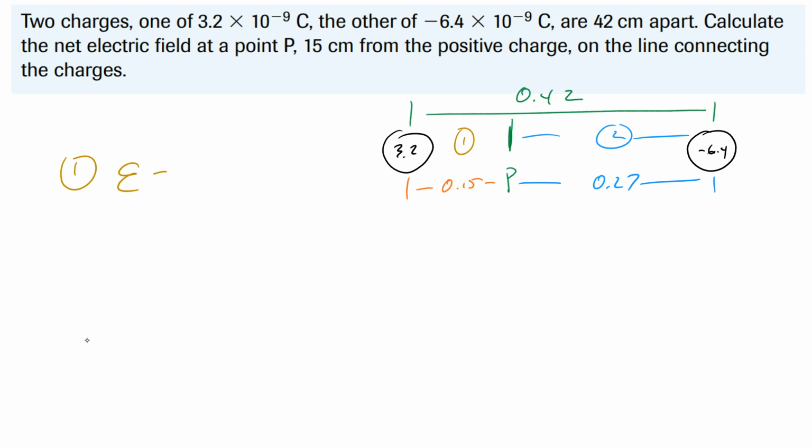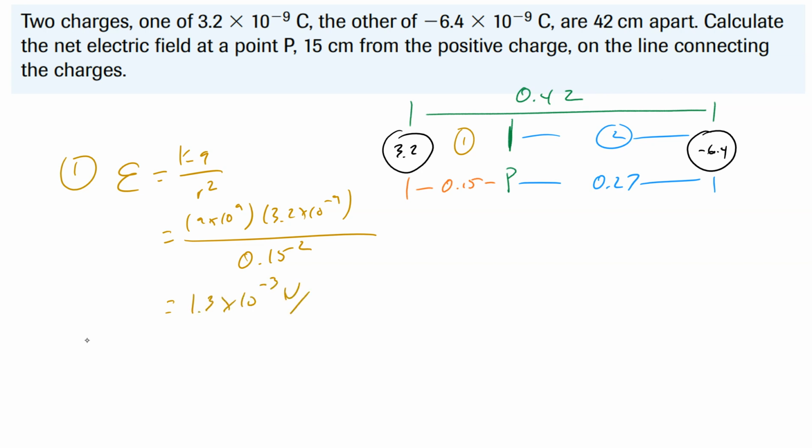We know our formula here is going to be kq over r squared. k is the constant, so 9 times 10 to the 9. The charge we're looking at for number 1 specifically is 3.2 times 10 to the negative 9, and the distance between them is 0.15 squared. When we plug this into our calculator, we end up with a value of 1.3 times 10 to the 3 newtons per coulomb. And this is going to have a direction, which in this case is to the right.